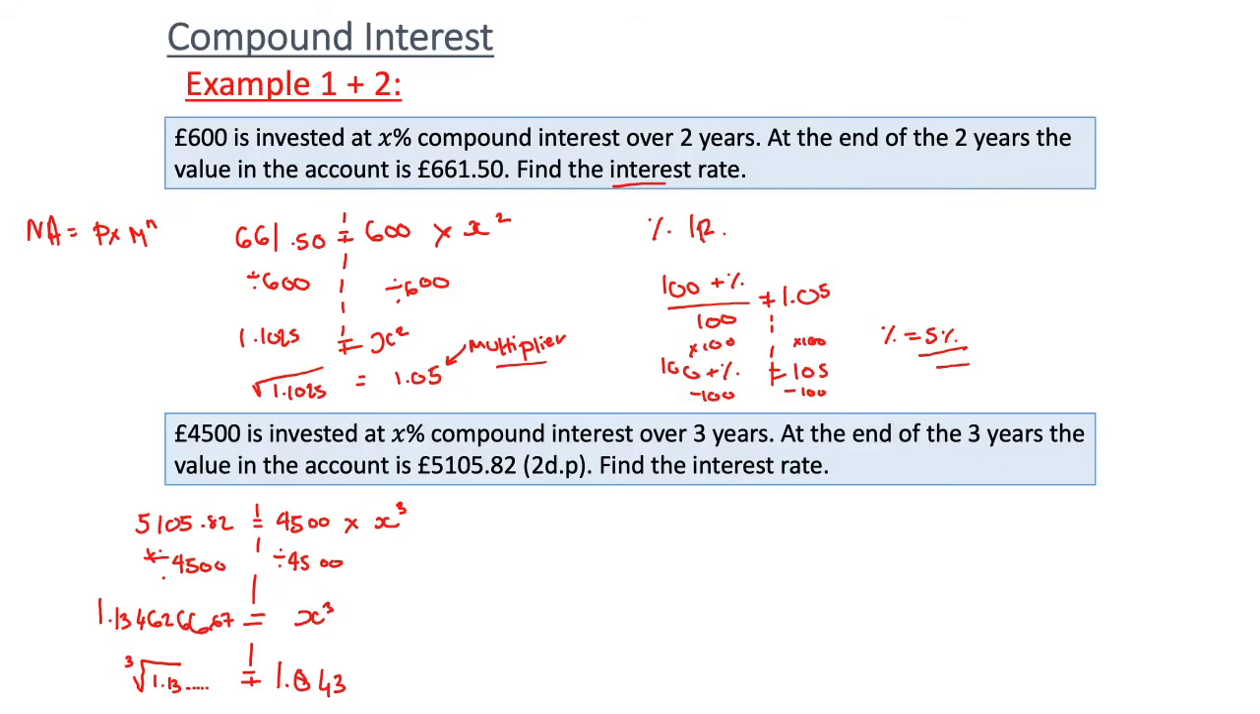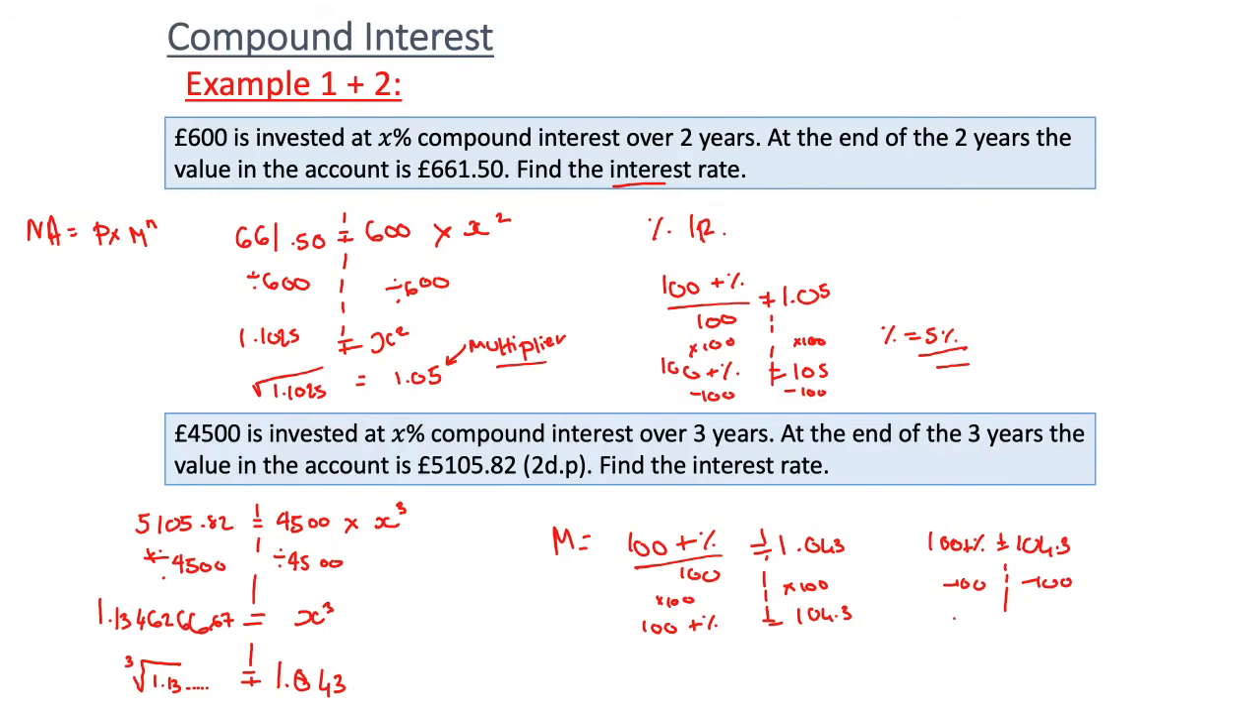If we were to then find our percentage, we know that our multiplier is equal to 100 plus our percentage divided by 100, and we know that our multiplier is 1.04. So now we do our opposites. We multiply by 100 on both sides, so we end up with 100 plus our percentage is equal to 104.3. Then we subtract 100 from both sides, and we are left with our percentage equal to 4.3%. So that's our compound interest rate. Make sure that you've copied down these examples.